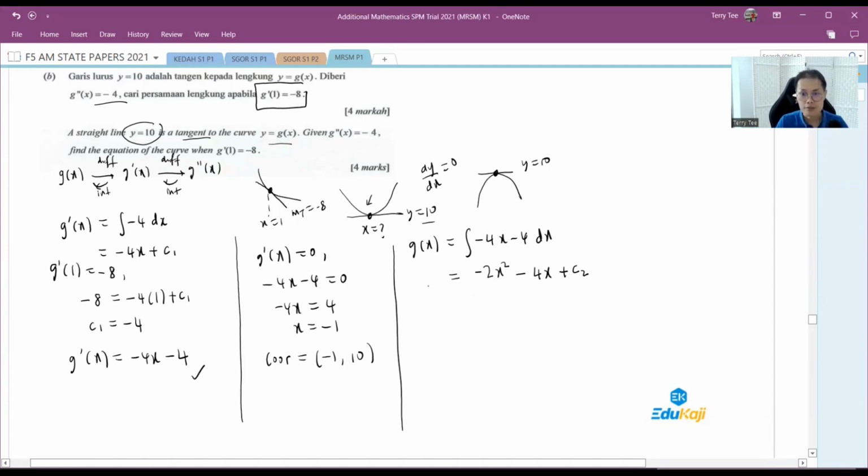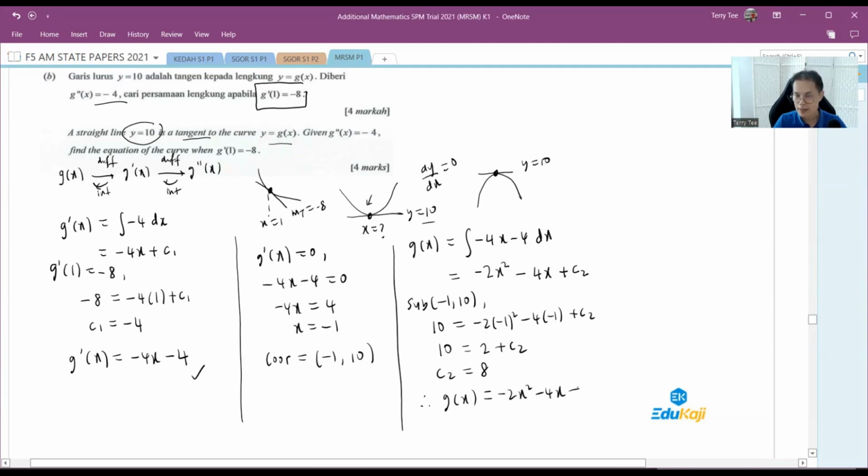To find the value of c2, we sub in negative 1 and 10. That means your y, or your g(x), is now 10. Your x is negative 1. This is negative 2 times negative 1 squared, minus 4 times negative 1, plus c2. This is now minus 2 plus 4, which gives us 2. All right, I bring it over. My c2 is now 8. Therefore, the equation of the curve, which is my g(x), is minus 2x squared minus 4x plus c2. Your c2 here is now 8.